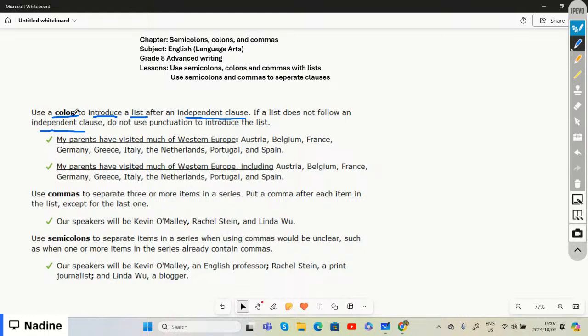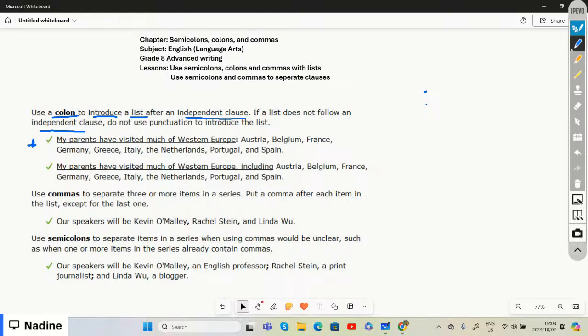If you look at the first example, it says, my parents have visited much of Western Europe. That is the independent clause, the one that is underlined. My parents have visited much of Western Europe. And here we have our colon. Our colon is dot, dot. That is our colon.